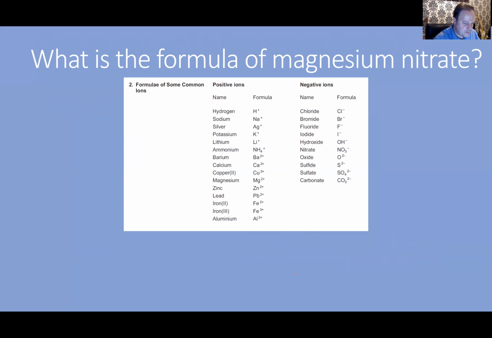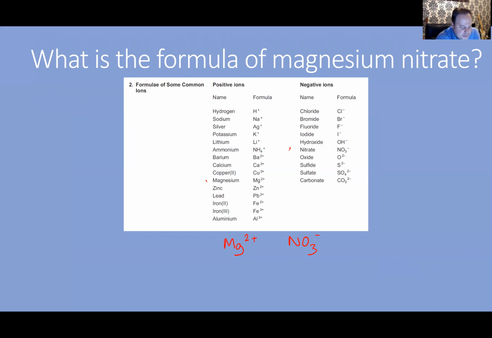Okay, next example, the formula of magnesium nitrate. You might be starting to feel a little bit more confident now, so if you want to try it yourself, pause the video. I'll do the answer in 3, 2, 1. Magnesium is Mg2+, nitrate is NO3-. Find them from the list. There's magnesium, there's nitrate.